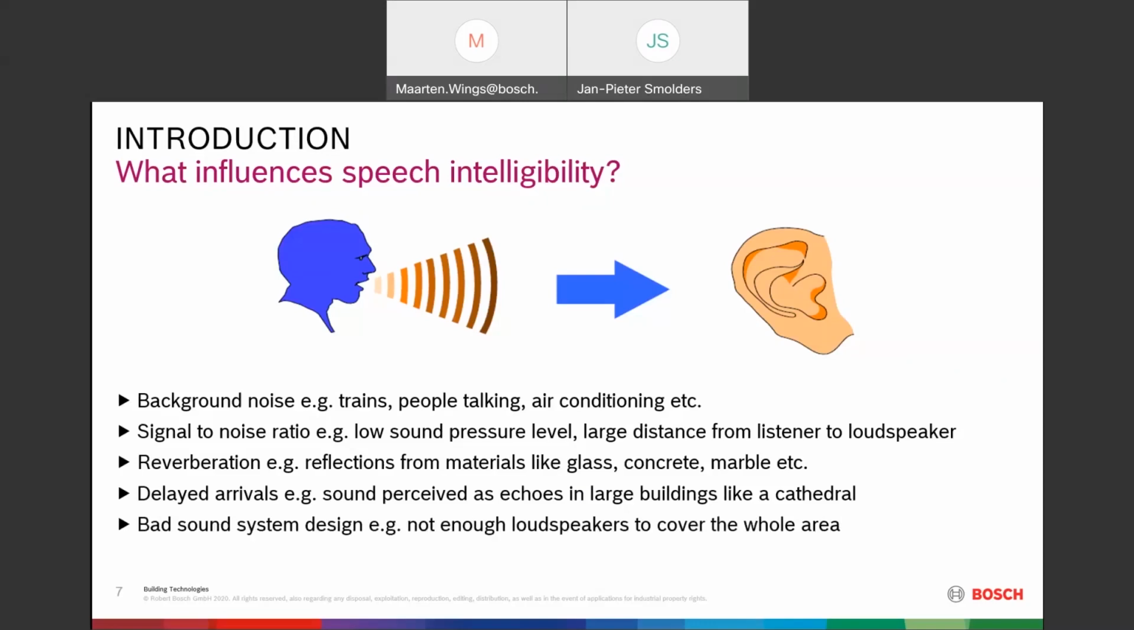Then, of course, the sound system. If you have a bad sound system design, for instance, not enough loudspeakers, or the position of loudspeakers is not good, that can also have a negative influence on the intelligibility.